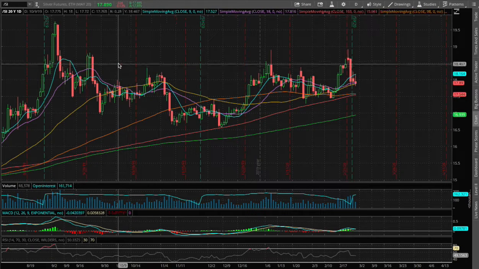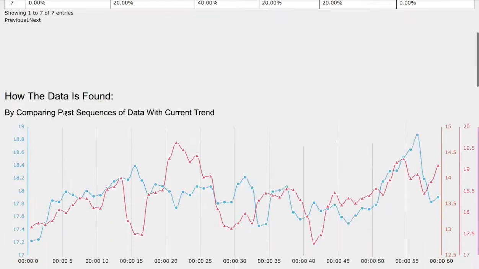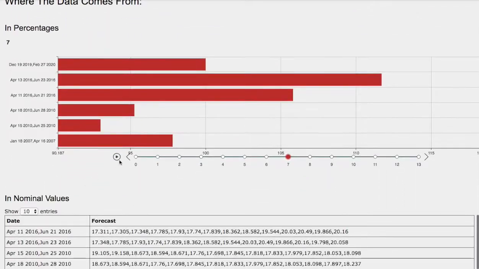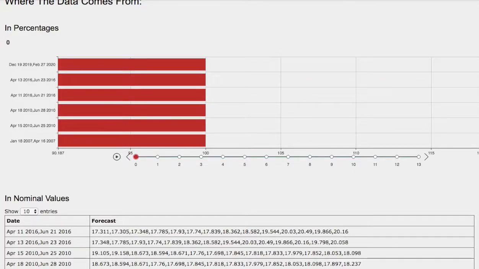Hello viewers, we'll be going over silver. Today we'll be going over the day-by-day probability model, and we'll go over how we find the models and the forecast model for silver. So back to the technical analysis.